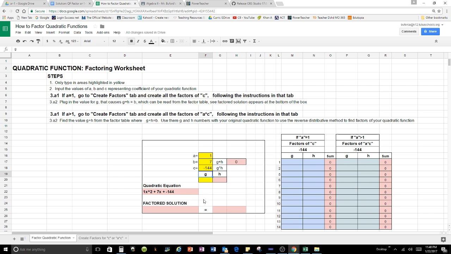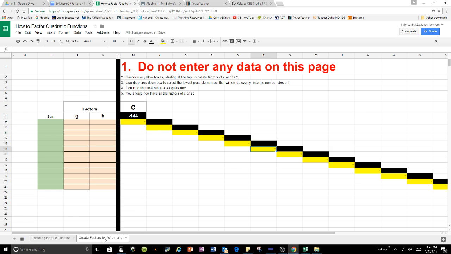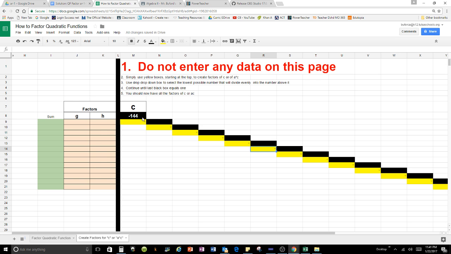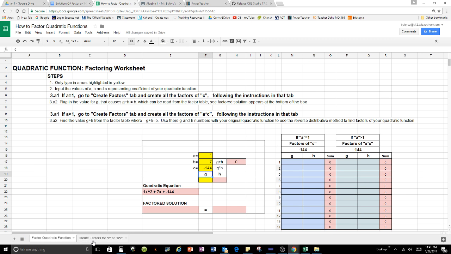So the way we do that is to go to this tab called Create Factors for C or AC. And we just click on this, and when we go there, you can see that our C factor has already been input for us. In the previous version of this spreadsheet, you had to put your numbers in here, but now I've designed it so that whenever you put your C value here, it's going to automatically be copied here. That way you don't have to type it in.